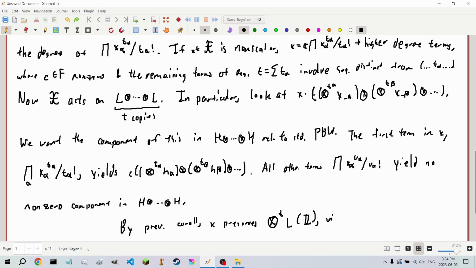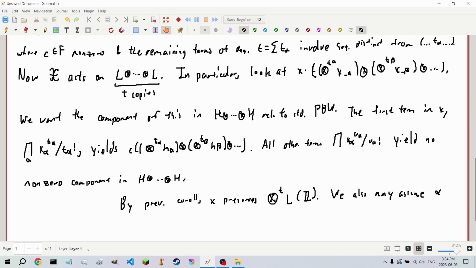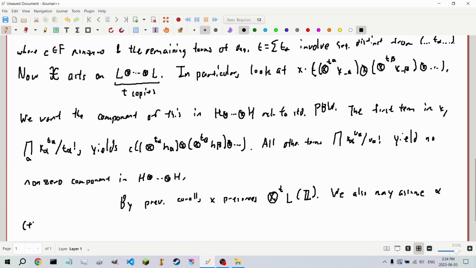Okay, this is a new thing. We also may assume that alpha, which is the first element in our ordering of C, is simple, as L Z is independent of our base.